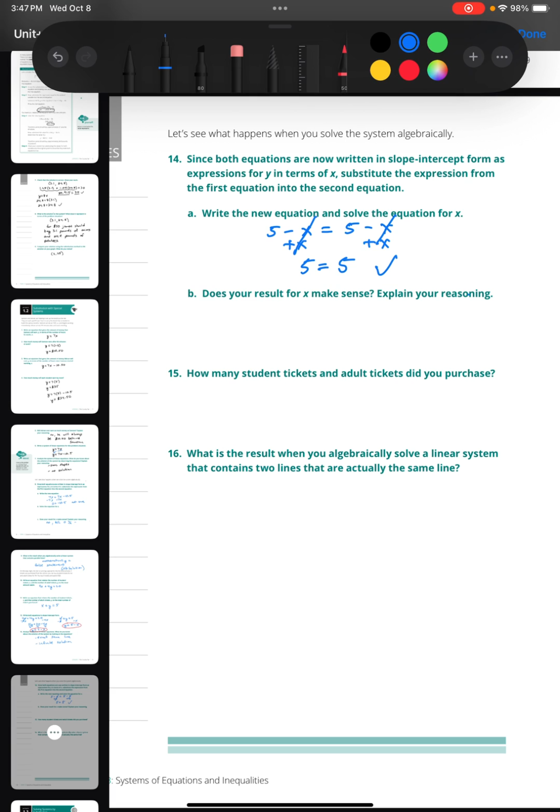So does the result for x make sense in this case? Yes. Every x value you plug in, the solution will be true. No matter what x we plug in, it's going to work out to give us a true statement. So how many student tickets and adult tickets did you purchase? Any combination would work. So I'd just say any combo would work.